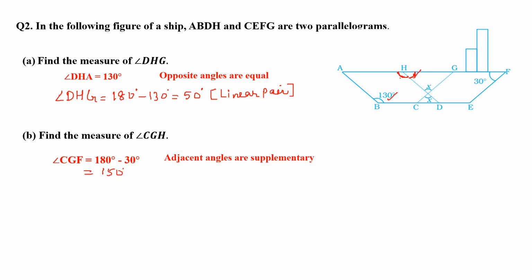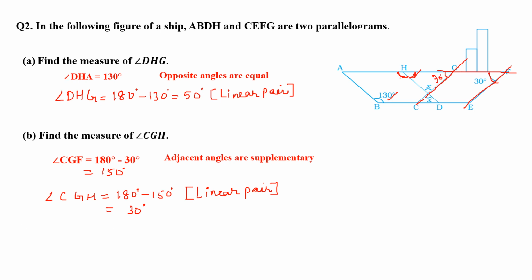150 degree, right? Now I can write angle CGH will be equal to 180 degree minus 150 degree, and again I can give the reason as linear pair. So from here I can get the answer as 30 degree. Now there is one more way to get this angle. The other way is, as it is a parallelogram, if I consider these two as parallel and this as my transversal, then this angle and this angle are corresponding angles. So from there also you can directly write this angle will be 30 degree.